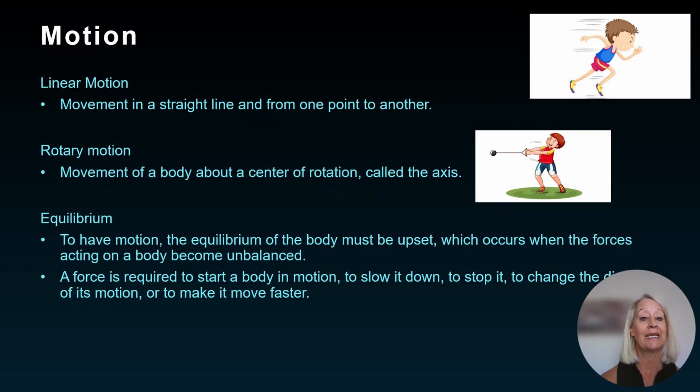Now, here's a key biomechanical principle. For any motion, either linear or rotary, to occur, the body must first be moved out of equilibrium. Equilibrium is a state where all forces acting on the body are balanced and there is no movement. To create motion, something has to change. Forces need to become unbalanced. A force must act on the body to disrupt this balance and generate movement.